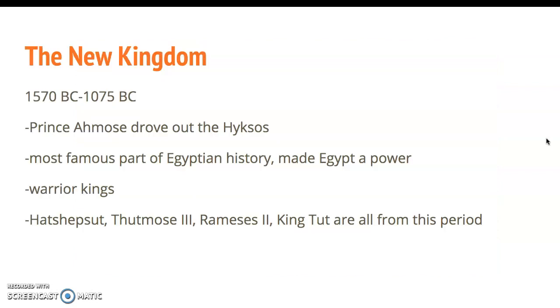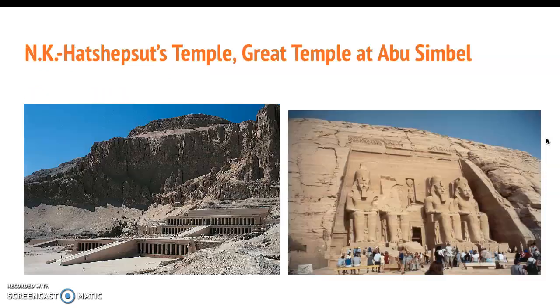And finally, you've got the New Kingdom, from 1570 to 1075 BC. Prince Ahmose drove out the Hyksos, who had taken over. This was the most famous part of Egyptian history, which made Egypt a world power, respected around the world. You're going to have a lot of warrior kings working towards expanding the kingdom of Egypt, trying to take over certain places around them, and make themselves as large and powerful as possible. People like the first woman pharaoh, Hatshepsut, Thutmose III, Ramses II, who according to most scholars is the biblical Ramses, and then of course King Tut, Tutankhamun, are all from this period.